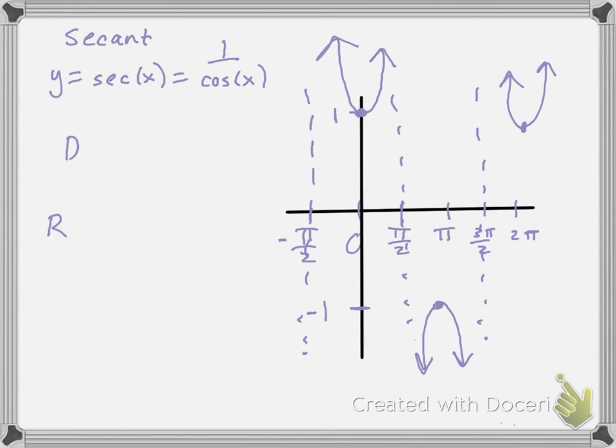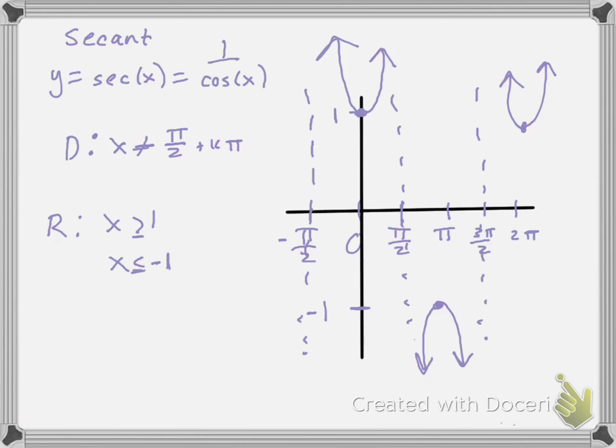So you can see it never goes into the negative 1 to 1 range. Our domain is going to be the reals except for these asymptotes, which means that we can say x is not equal to pi over 2 plus k pi. And the range we can say is y is greater than or equal to 1 and y is less than or equal to negative 1. So that's the secant function.